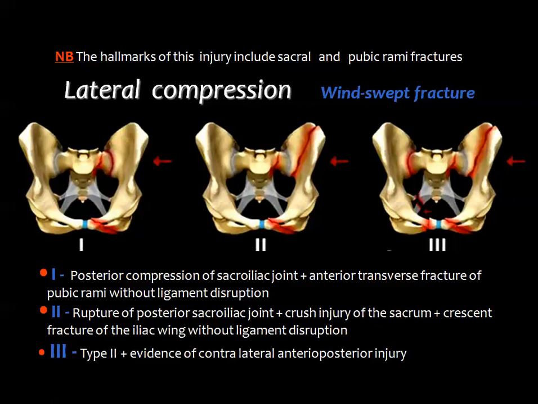And the lateral compression fracture, or what's known as the windswept fracture, the injury is coming from one side, compressing the pelvis like the wind bending the trees, for example, and hence the name windswept fracture. We have three types, type 1, type 2 and type 3, according to the injuries of the anterior pubic rami as well as the associated fractures of the iliac bone and the damage of the sacrum as well.